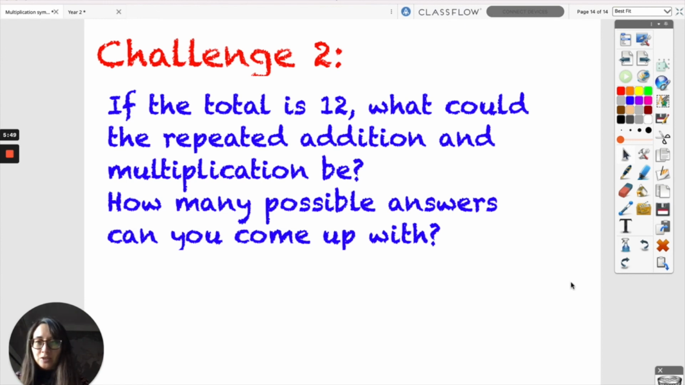Here's the second challenge. If the total is 12, so if the answer is 12, what could the repeated addition and multiplication be? How many possible answers can you come up with? I'm actually not going to show you how to work this out, but I would love to see what your solution is on Class Dojo.